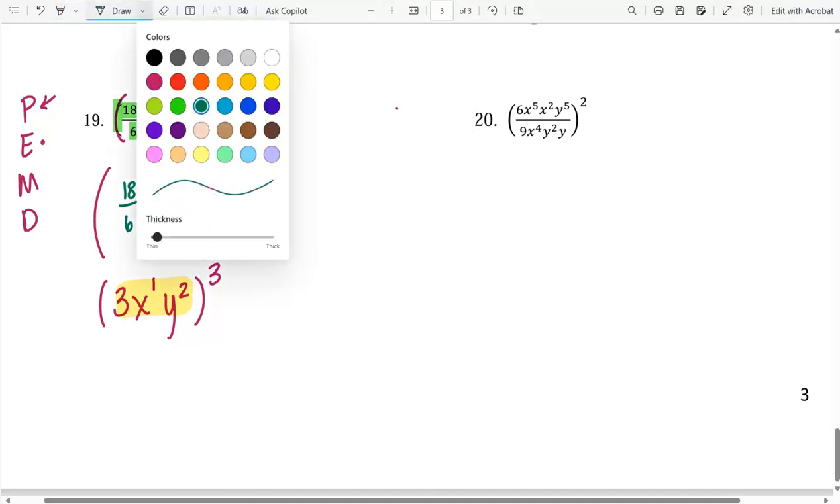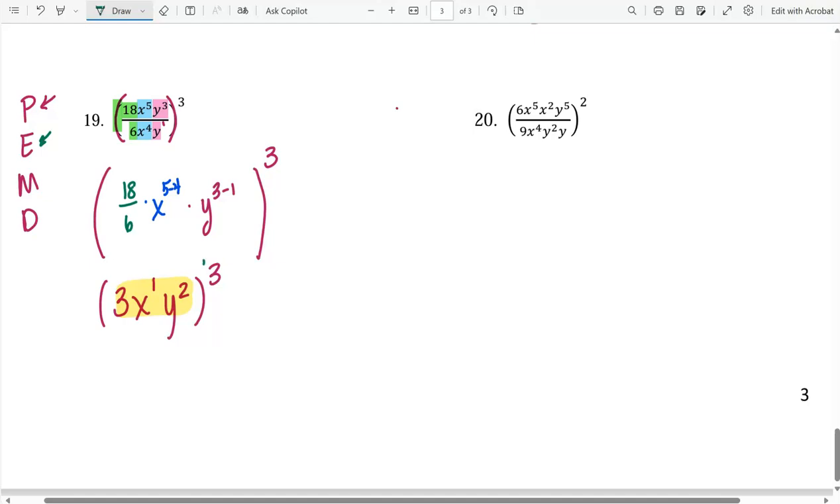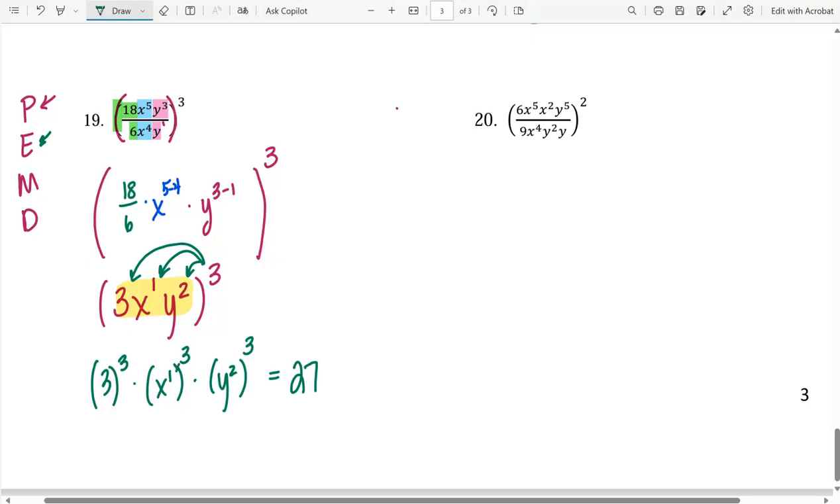Now I move into the second step, which says that outside exponent can distribute in to each of the bases. So I have 3 cubed times x to the 1 cubed times y squared cubed. And when I simplify that, 3 cubed, 3 times 3 times 3, is 27, times x cubed times y to the 6th. Those double exponents multiply together.